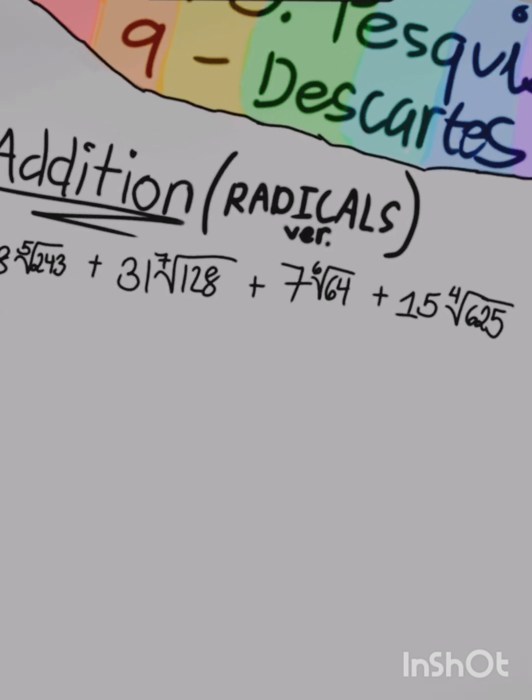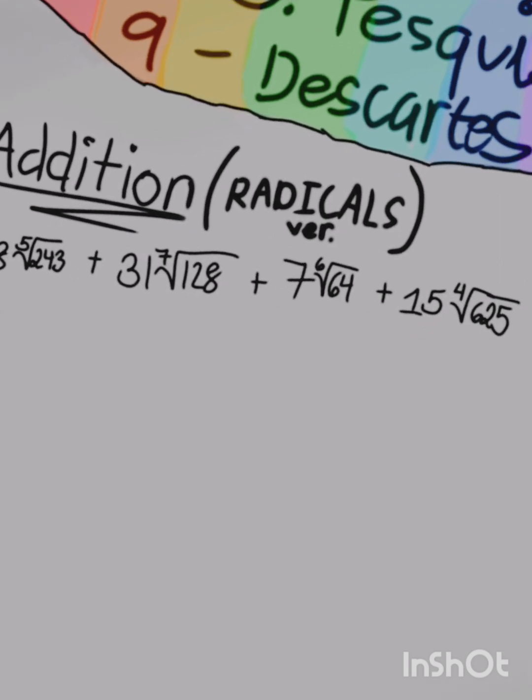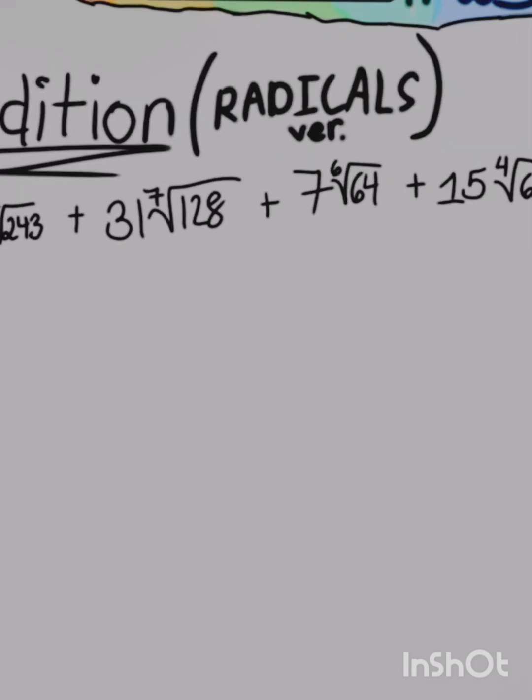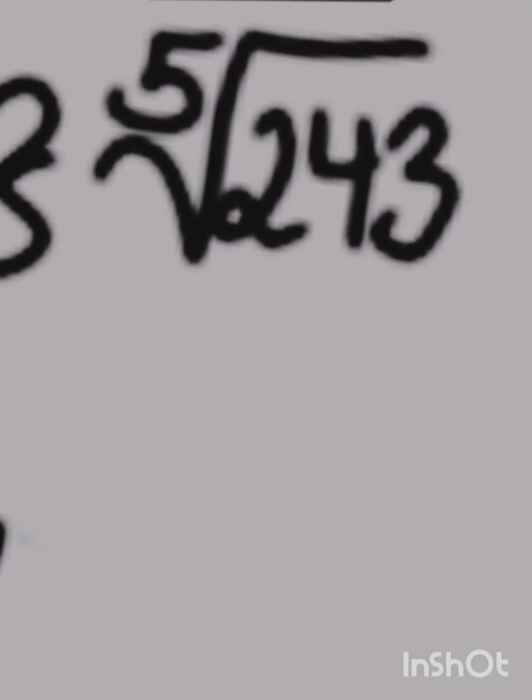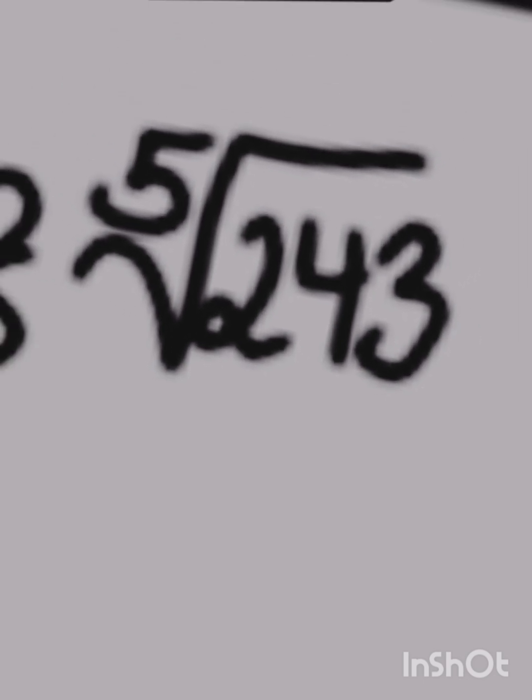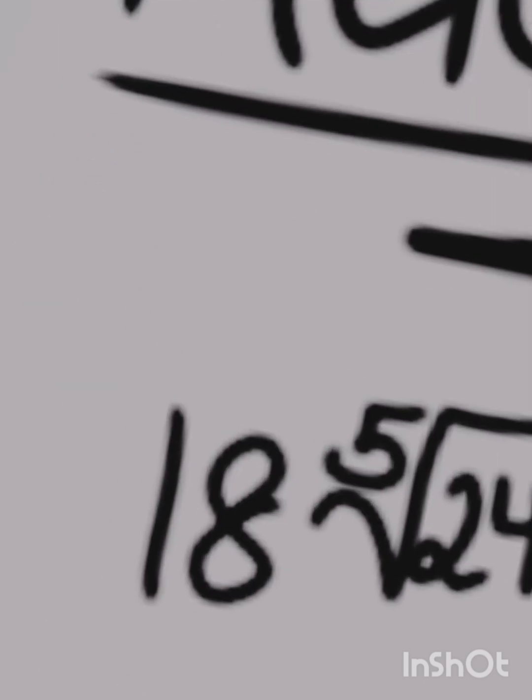By this given example, from your point of view, I know it looks so hard, but when I teach you step by step, it will be so easy. So let's do the first part: 18 times the fifth root of 243. Here, we're just going to copy 18, and we will determine what the fifth root of 243 is. You may think that the index is kind of big, so it's possibly 2, 3, or 4.